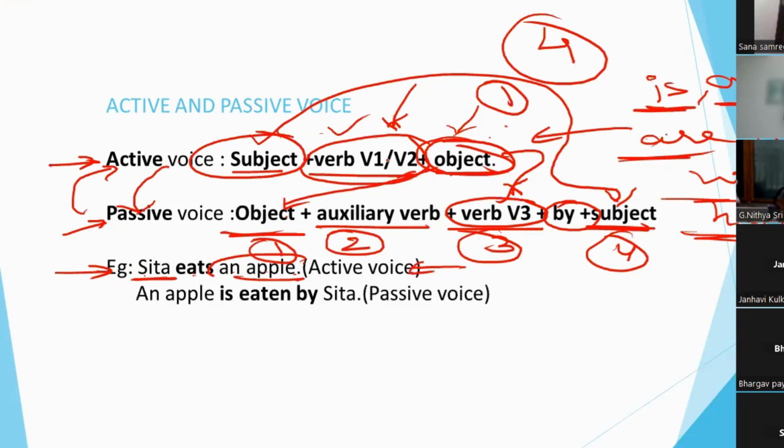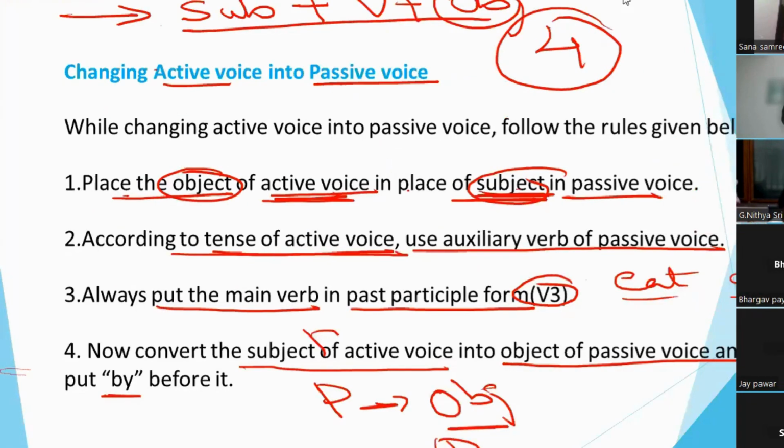Okay. So basically, when you have to convert active voice into the passive voice, you have to follow the 4 rules. Okay. So what are those 4 rules? The first rule says, see, basically the structure of your sentence is like subject plus verb plus object, right? This is the basic structure of any sentence. So now, when you are converting this into the passive voice, you have to follow these 4 rules. Okay. What are those 4 rules?